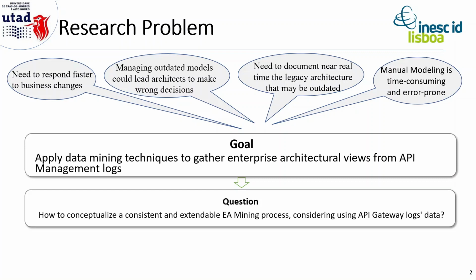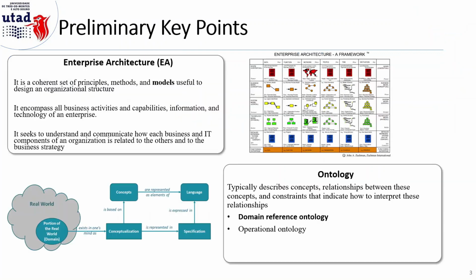Moreover, outdated models may lead to wrong architectural decisions, so enterprise architects need to discover, document, and keep updated their current architectural model. Additionally, we have to consider that manual modeling is a time-consuming and error-prone task. So at the end, our objective is to develop an approach for enterprise architectural modeling based on events collected using API gateway logs as data source.